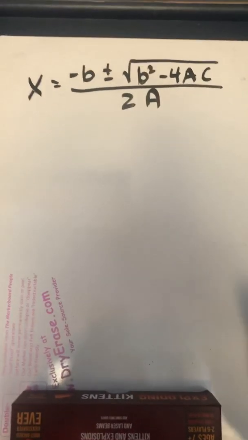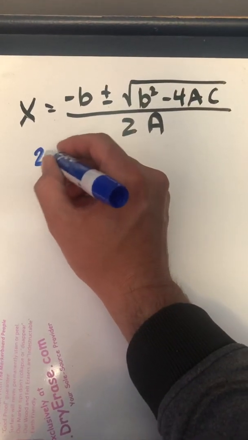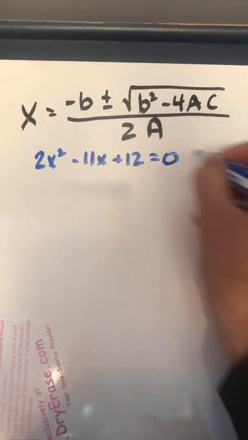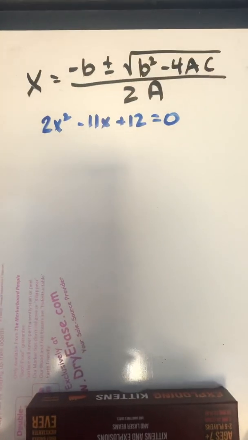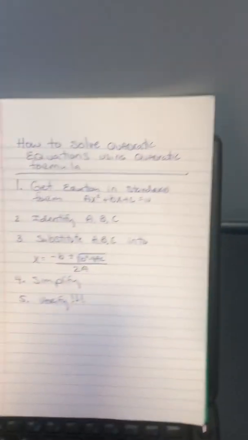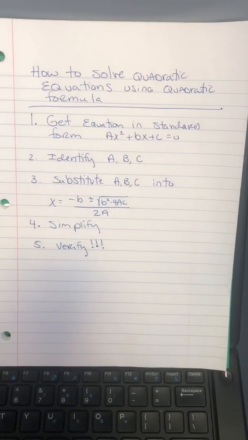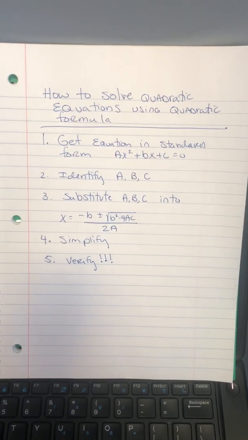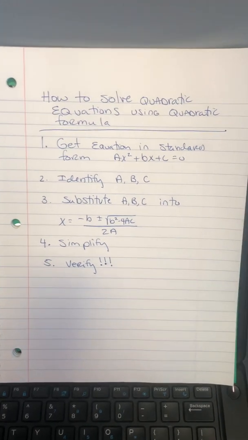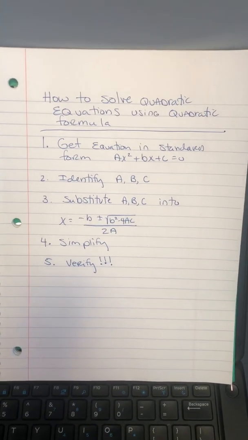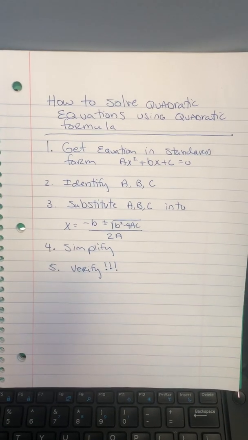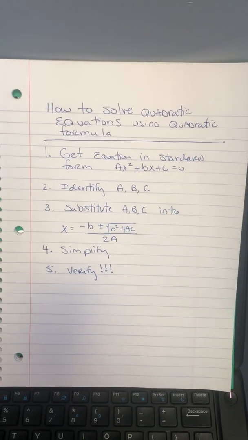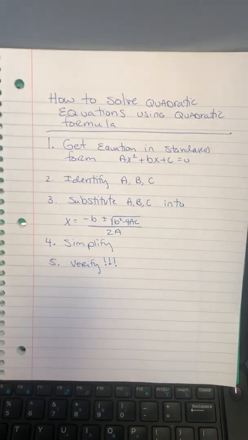To solve an equation such as this one, 2x squared minus 11x plus 12 equals 0, we could solve this using the quadratic formula. Here's how. Our steps are, first, make sure the equation is in standard form. You might start the question in standard form, or you might have to manipulate the equation to get it there. Step 2, identify your a, b, and c values. Step 3, substitute your a, b, and c values into the quadratic formula. Step 4, simplify. And then when you're done, verify that your solutions are in fact correct.